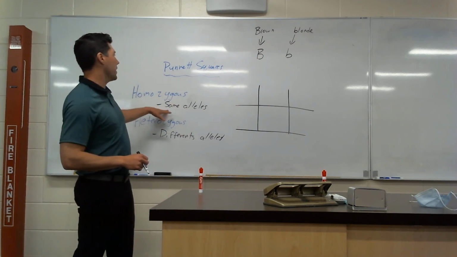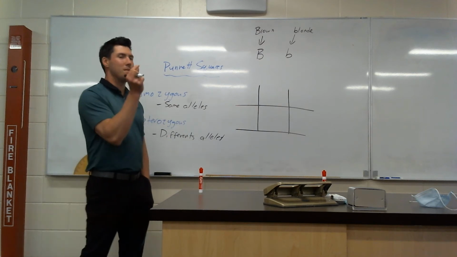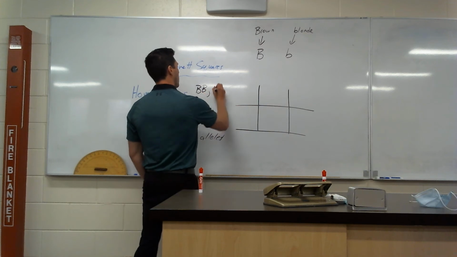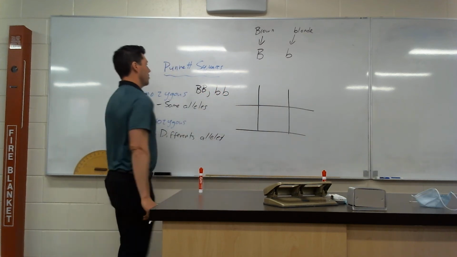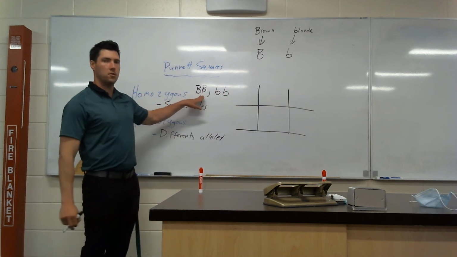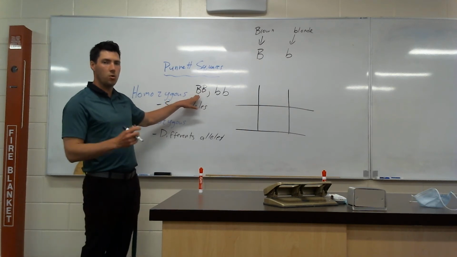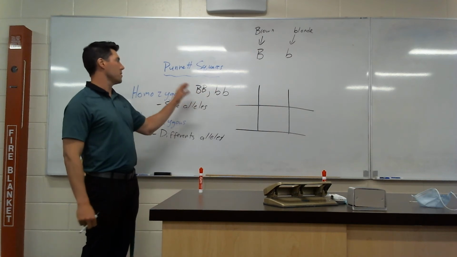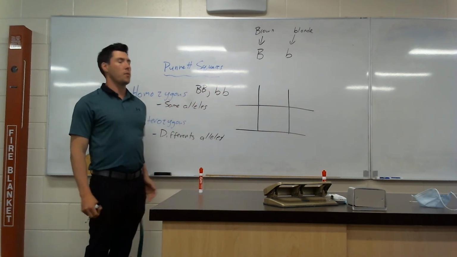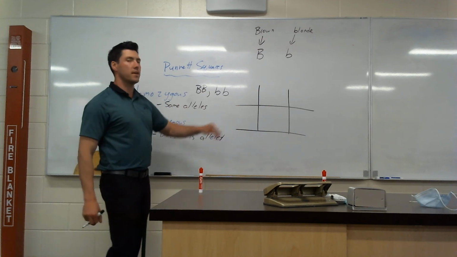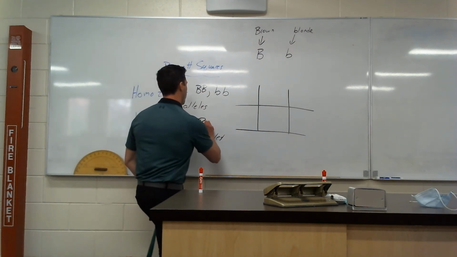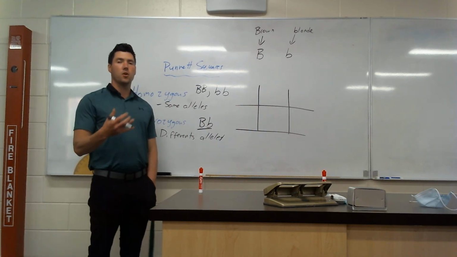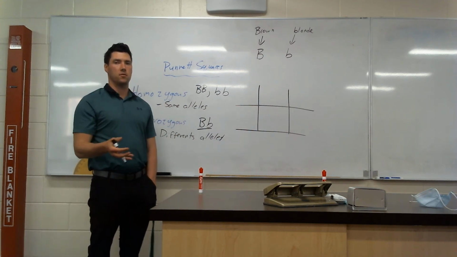So homozygous means you have the exact same alleles from your parents, so you're either going to have 2 dominant or 2 recessive. This would be homozygous dominant, 2 of the uppercase codes, and this is homozygous recessive, 2 lowercase. That's what homozygous means: you have 2 of the exact same from your parents. Heterozygous means you have different codes, a big B and a little b, one big, one little from your parents.